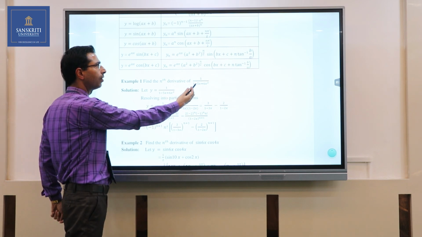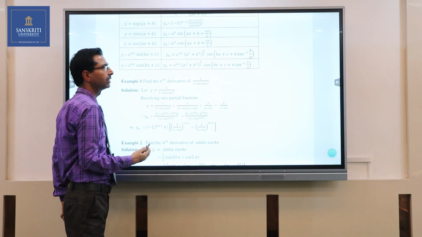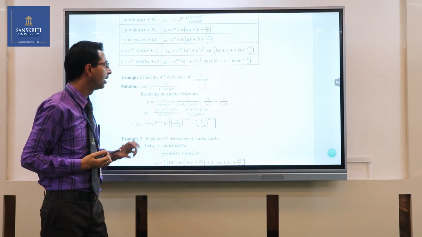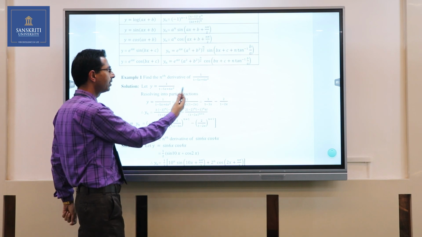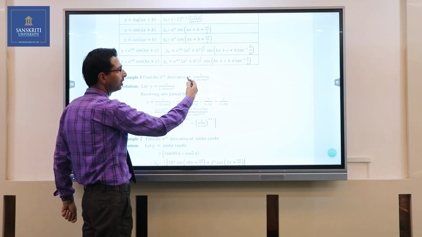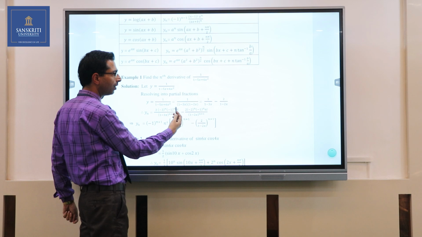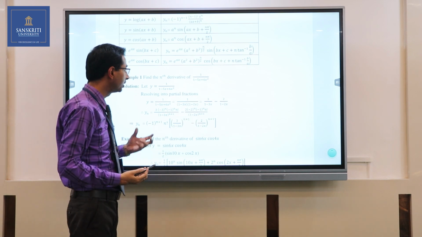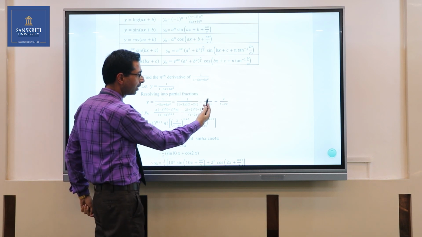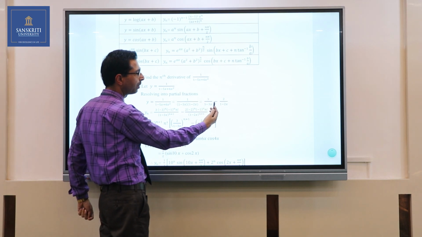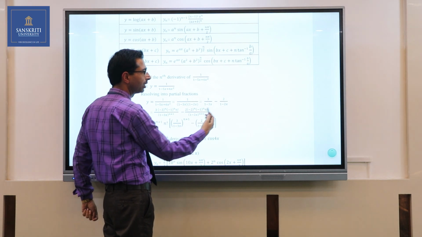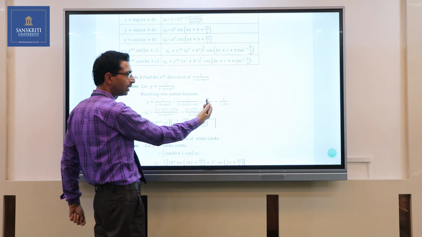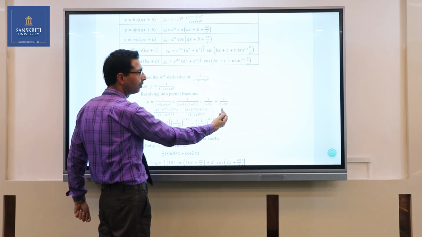Find the nth derivative of 1 upon 1 minus 5x plus 6x squared. So 1 minus 5x plus 6x squared is a quadratic expression, and we solve it. After solving this polynomial, we find 1 minus 3x into 1 minus 2x, and after the partial fraction, we find the value 3 upon 1 minus 3x minus 2 upon 1 minus 2x. So this is the result after the partial fraction: 3 upon 1 minus 3x and minus 2 upon 1 minus 2x.